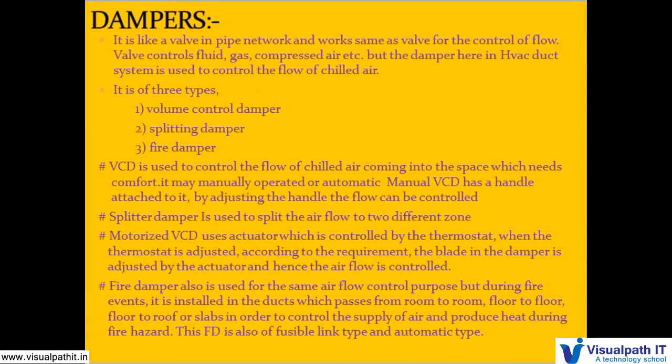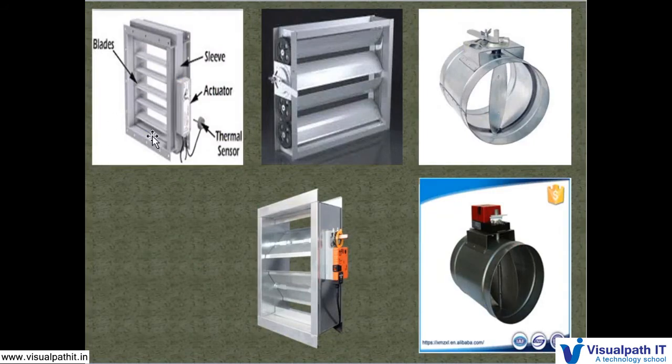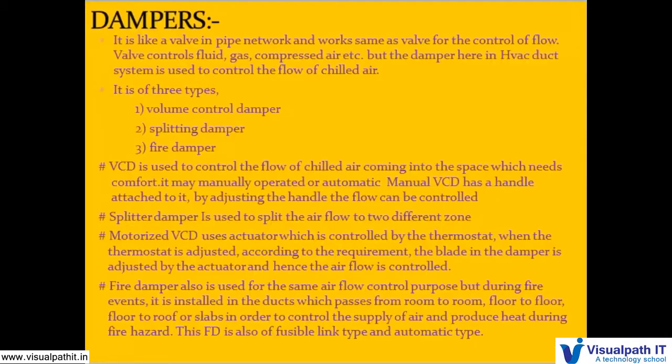Okay, let us continue again. The VCD is of two types. One is manual, another one is automatic or motorized. Manual uses a handle which has to be adjusted manually by ourselves in order to control the flow. But the motorized VCD, that is a volume control damper, uses an actuator which is controlled by the thermostat. When the thermostat is adjusted according to the requirement, the blade in the damper is adjusted. What are the blades? These are all the blades I am talking about. If it's circular, this is the blade. This is what I mean here.